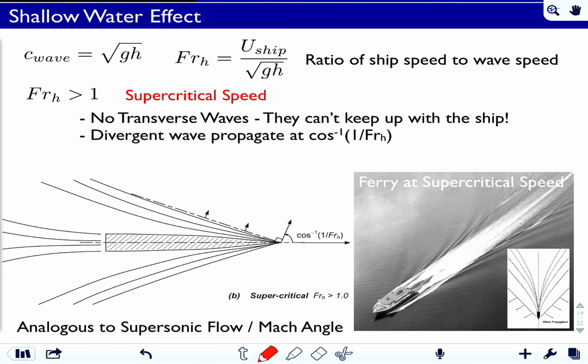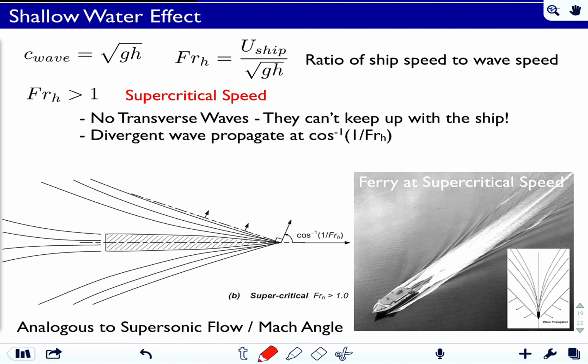Everything changes when you get into shallow water, and that's the reason we study deep and shallow water waves. The deep water waves are dispersive. Their wave speed depends on the wavelength. In shallow water, your waves are non-dispersive. The wave speed depends purely on the depth.